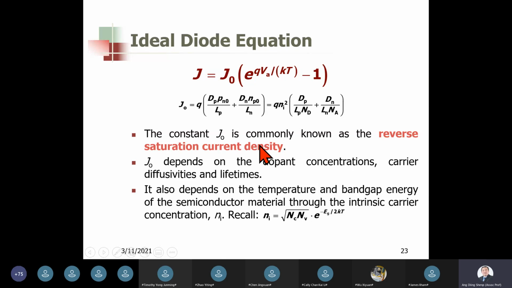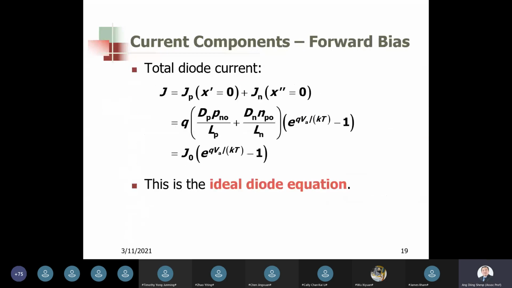Now, to further understand why the current under reverse bias is constant and doesn't change with reverse bias, we can go back to this diagram here.